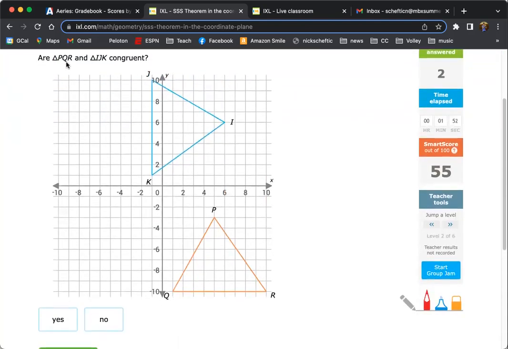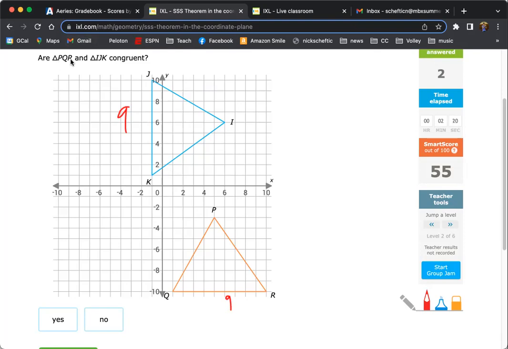Okay, so PQR and IJK. So JK should be the same as QR. So for QR and JK, we can count that one as well. So from 10 down to 1, that's going to be 9. And Q to R right here is from 1 to 10, so that's going to be 9 as well. These diagonals, we're going to have to use the distance formula. Let's try one more side here, make sure that they're lined up.